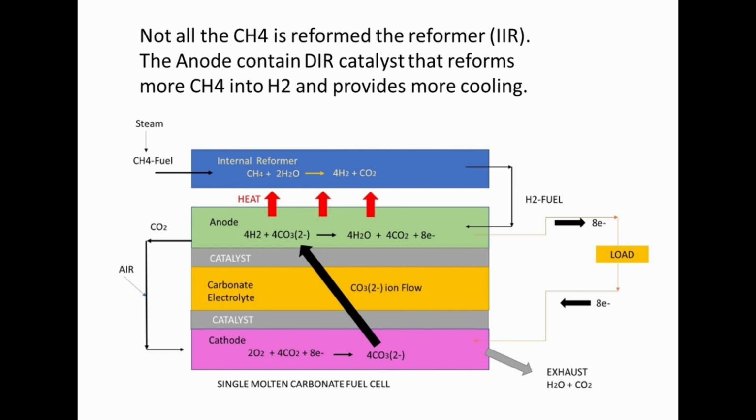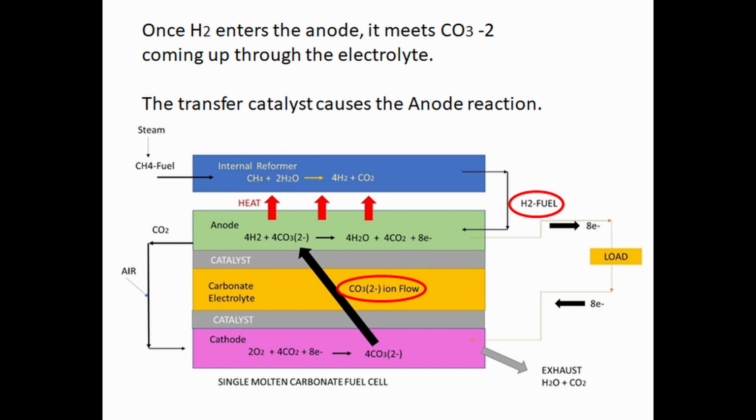The mix of methane fuel and steam and newly formed hydrogen is piped from the reformer unit into the anode space of the fuel cell. There is more reforming catalyst within the anode to provide more cooling through direct internal reforming, or DIR. Once the hydrogen is in the anode space, it is exposed to transfer reaction catalyst in the transfer layer next to the electrolyte. In the transfer layer, carbonate ions are coming up from the cathode through the electrolyte.